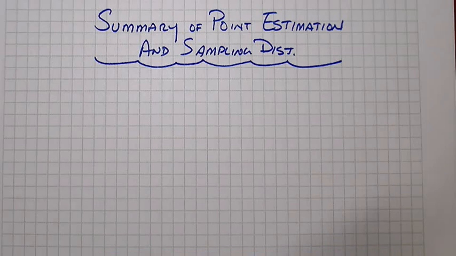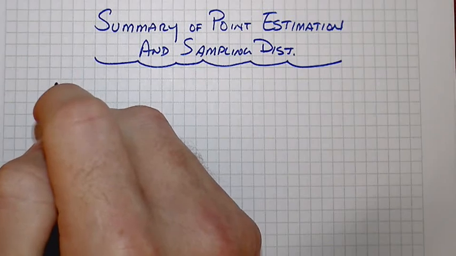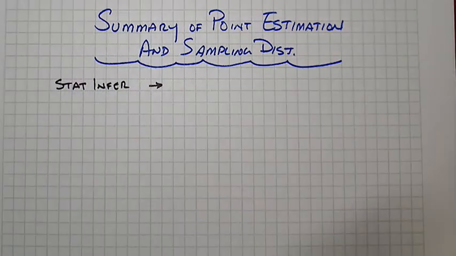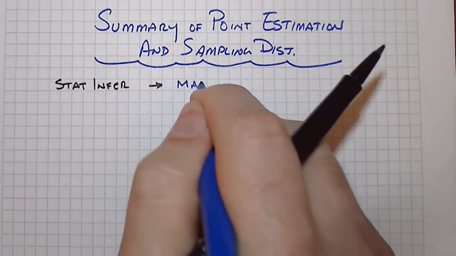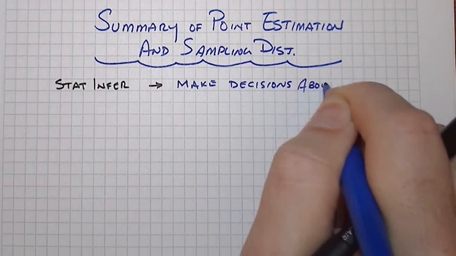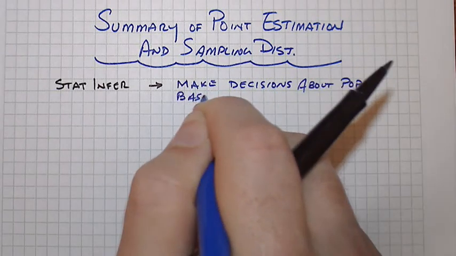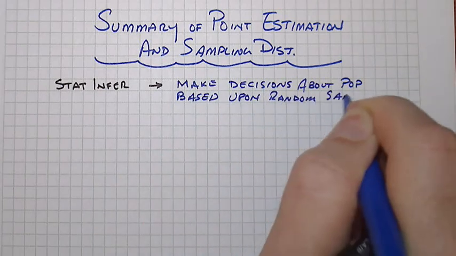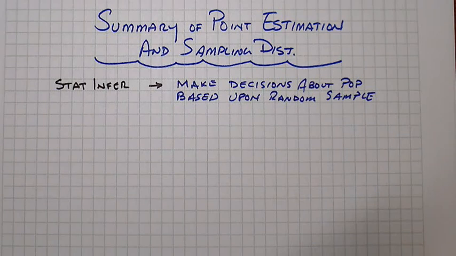Let's bring together everything that we've talked about in this fairly lengthy discussion of point estimation and sampling distribution. Let's go back to the very basic essence of this transition we've made from the probability world to the statistics world, and that is that the whole reason why we do statistics is for statistical inference, and that is that we are going to make decisions about populations based upon a random sample. That's the general overall kind of thing, and that's what we're just beginning to get into.